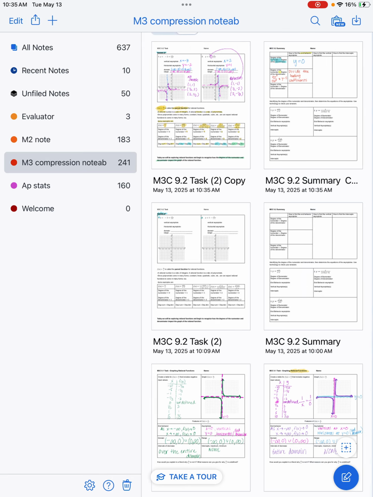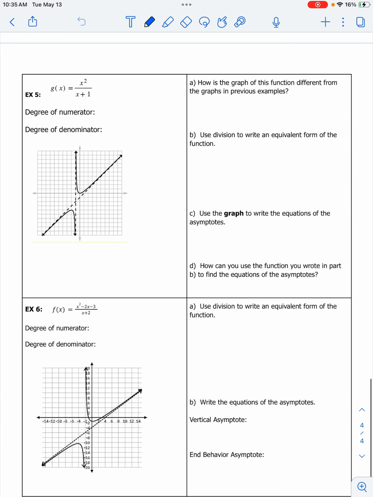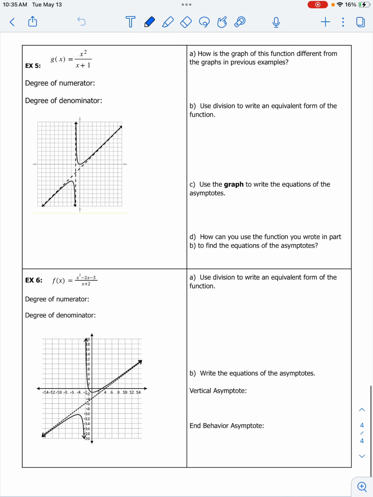Okay, going back to the notes on the last page. Hopefully you'll be able to take a guess at what's going to happen for these degrees. And you can also see the difference in the graphs of these two graphs. So when you look at the degrees, okay, I have a degree 2 in the numerator, degree 1 in the denominator. So this time my numerator is bigger than the denominator. Same thing that's happening in number 6, 2 and 1. So the numerator is bigger than the denominator.